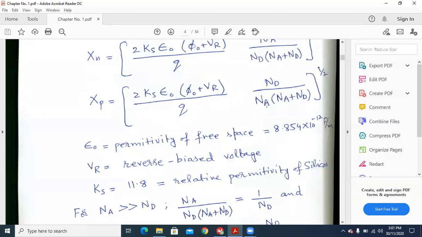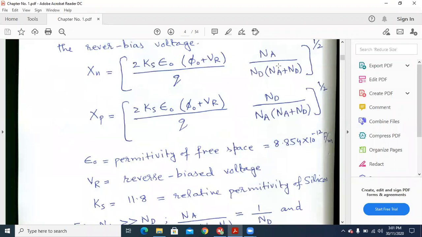The doping concentration at the P and N side is constant, so Na and Nd are constant. We take Na greater than Nd. The value of these doping concentrations is constant, and similarly Ks, epsilon naught and Q are also constant. The only thing which we need to change is the reverse bias voltage, so the reverse bias voltage will affect the width of the depletion region.